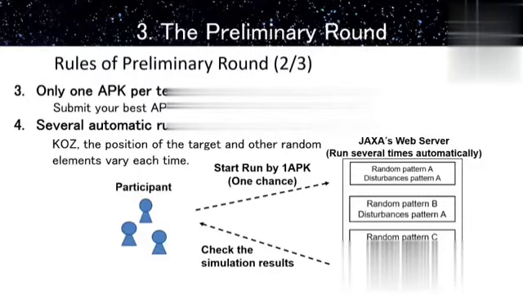Fourth, JAXA Simulation Server automatically simulates multiple times with different conditions, with one program submitted by everyone. This is because there are multiple patterns of keep out zone and the position of target that changes randomly.